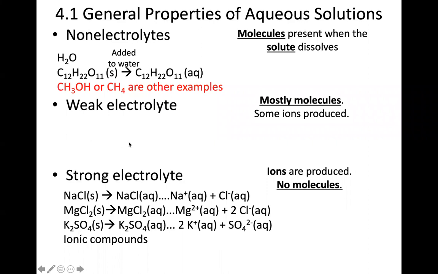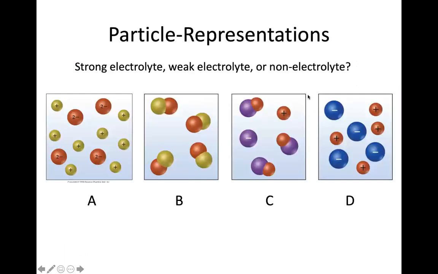I'm skipping over the example right here for weak electrolytes, because right now we don't have any examples of those. We'll add to it. We talk about them certainly within chapter 4, but right now let's just have our division between non-electrolytes and strong electrolytes. So one way I've seen this on tests is explored with different particle representations.